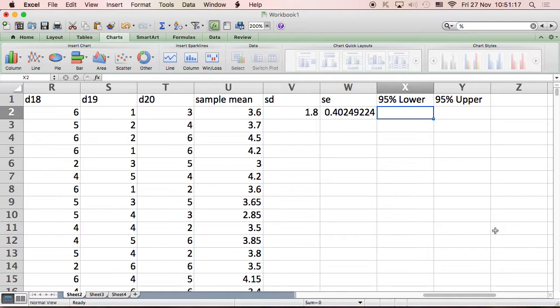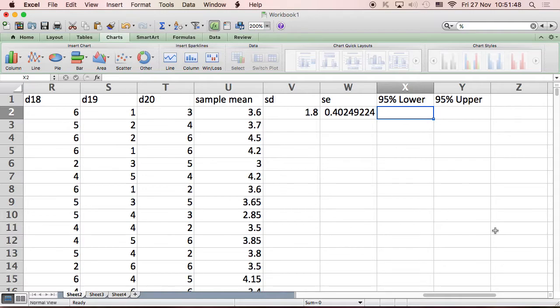When the alpha equals 5%, it's equal to 1.96. Don't worry, if you are in the exam situation, they will give you this number. You don't need to find that number by yourself, but you need to know how to plug the number into that equation so that you get the 95% confidence intervals.